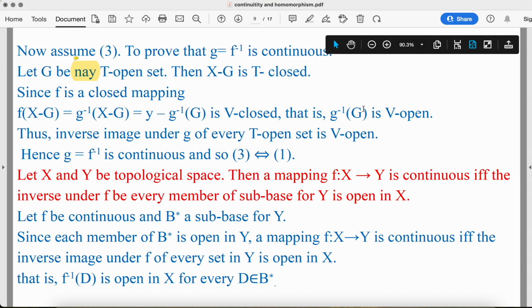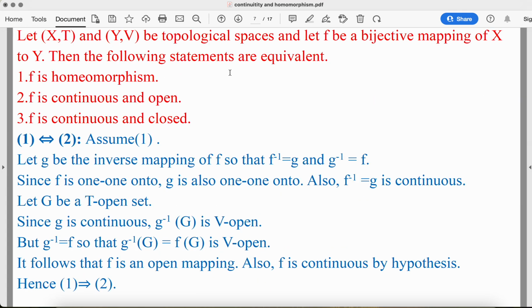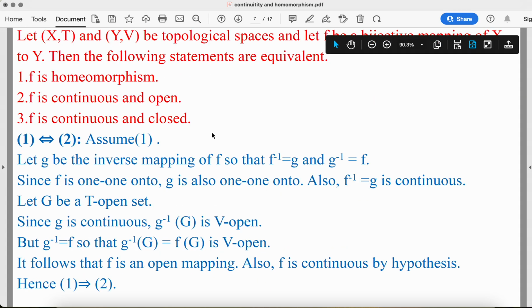It means g inverse G is V open, because if any set is closed, then its complement is open. If any set is open, then its complement is closed. Thus the inverse image under g of every T open set is V open. Hence g equal to f inverse is continuous, and it means 3 is true if and only if 1 is true. So we have proved that 1 is true if and only if 2 is true, and 1 is true if and only if 3 is true. It means all the 3 relations are equivalent.